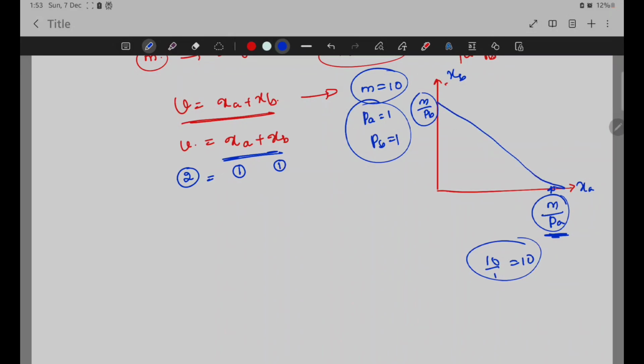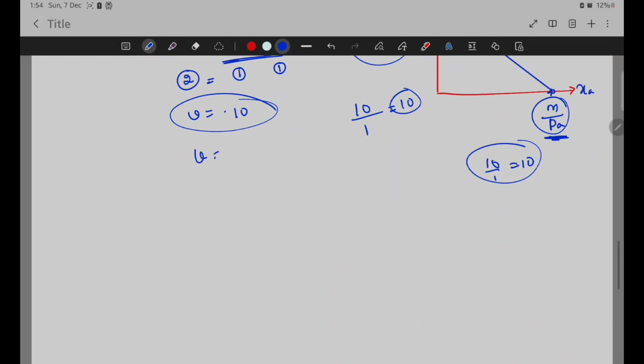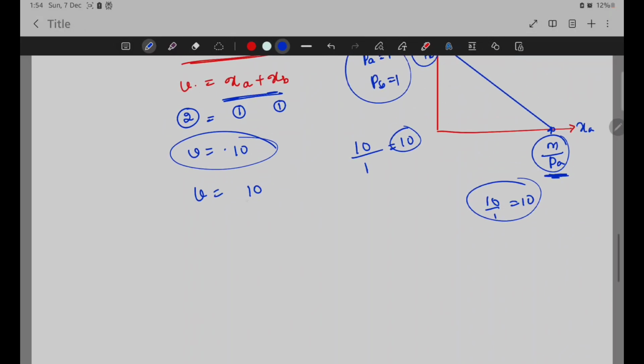So when you are not consuming banana, you will eat 10 apples. So the utility you are getting is 10. If you eat bananas, not 10 directly, you need to calculate this: 10 divided by the price of banana, that is 1 rupee, you will get 10 again. So you can get either 10 bananas at that cost and you will get 10 utility.